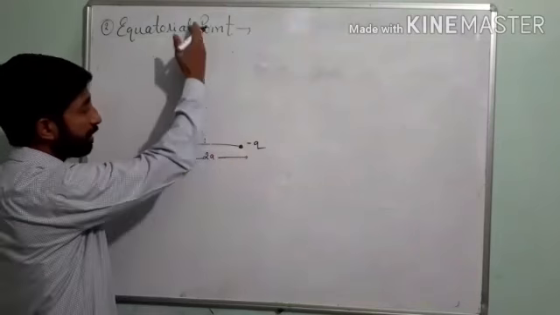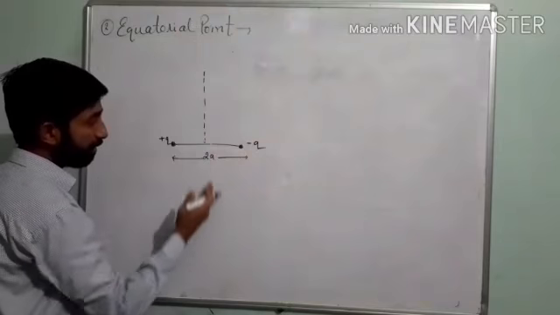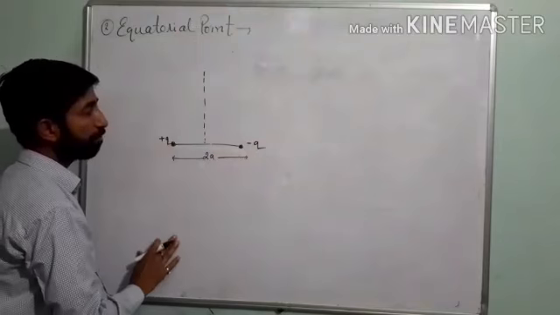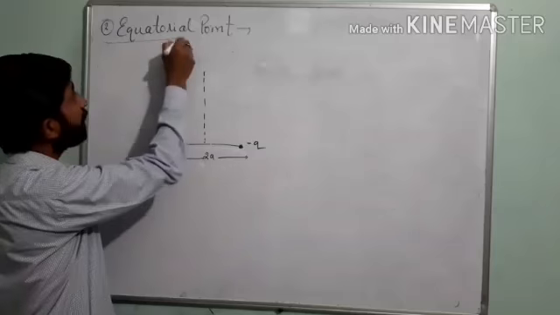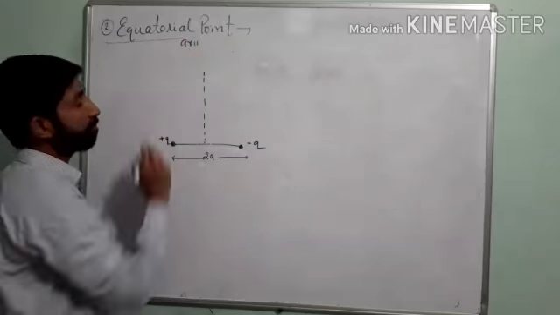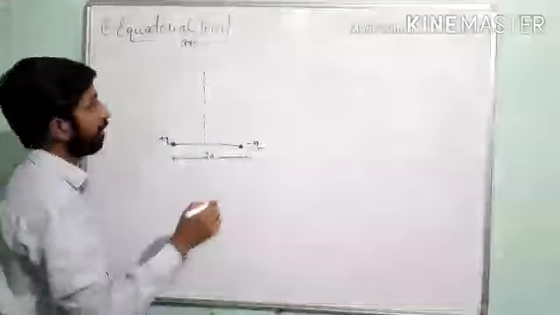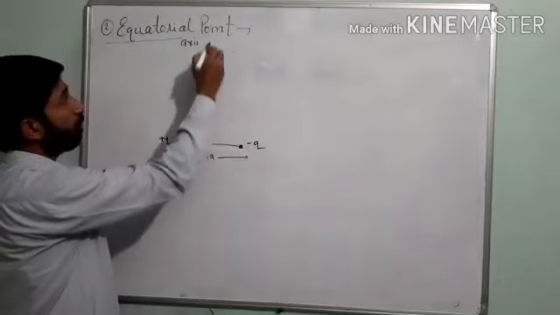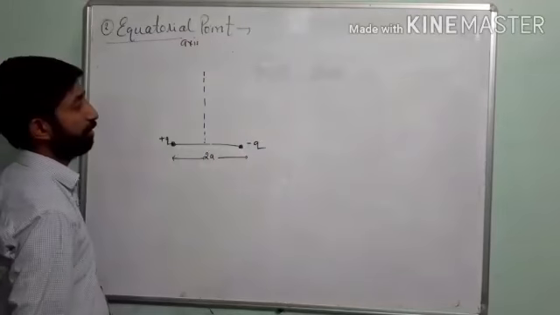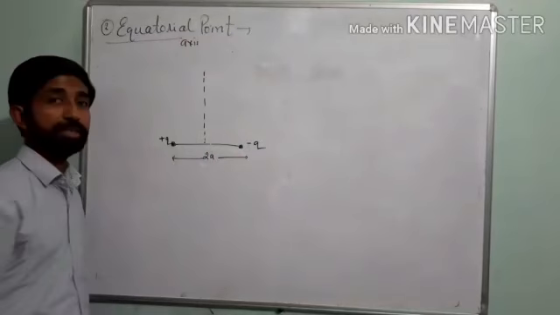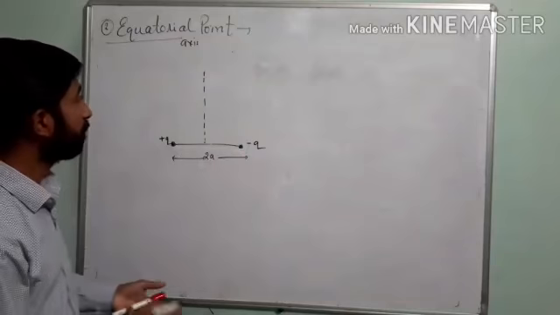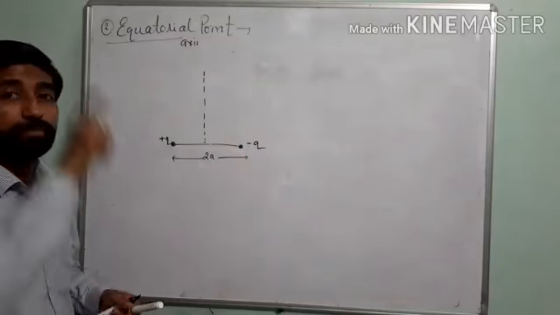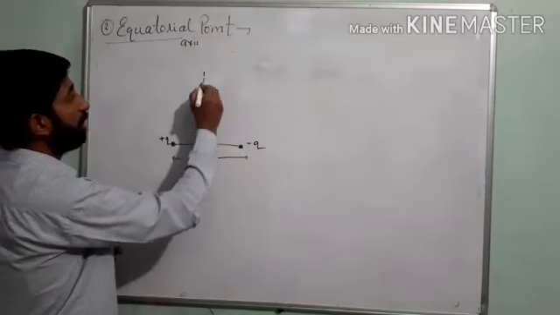A line bisecting the axis of the dipole is called its equatorial axis. Any point lying on this line, either upward or even downward, is known as its equatorial point. So we have to find the electric field due to this electric dipole at its equatorial line or equatorial point.